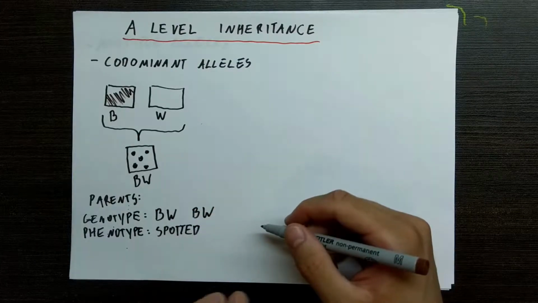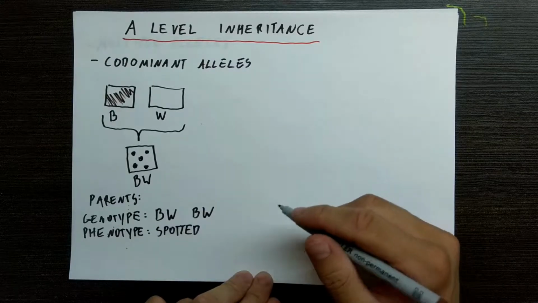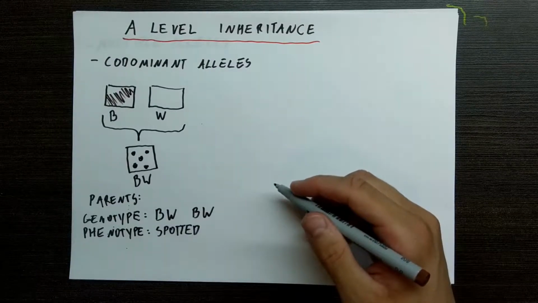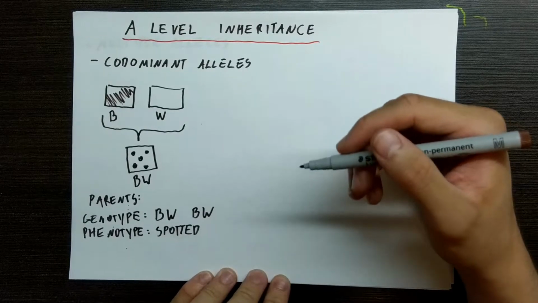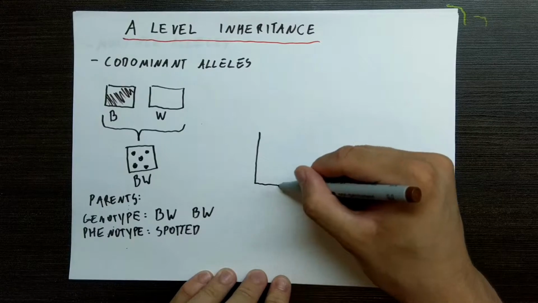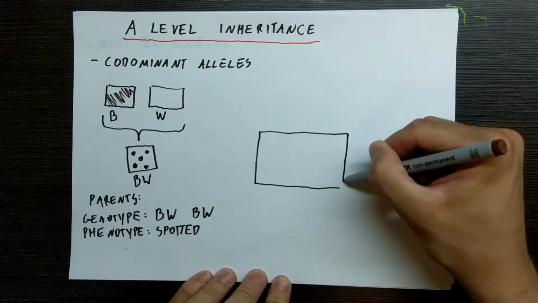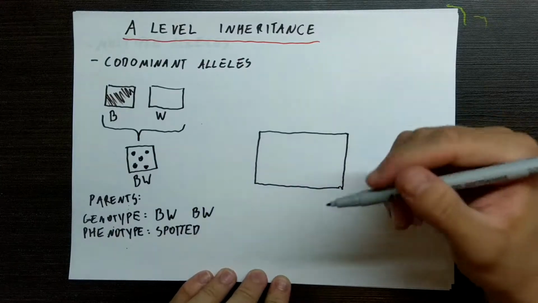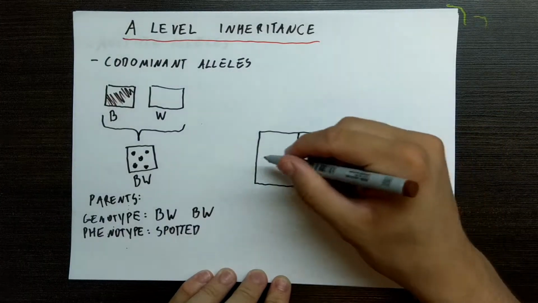Okay. Now, how do we do a genetic diagram? Well, the good news is we do it exactly the same way. We don't have to change anything. We do it exactly the same way, only the result will be different. So we draw up a Punnett square. Again, if you are not sure how to make up a Punnett square, check out the video in the description.